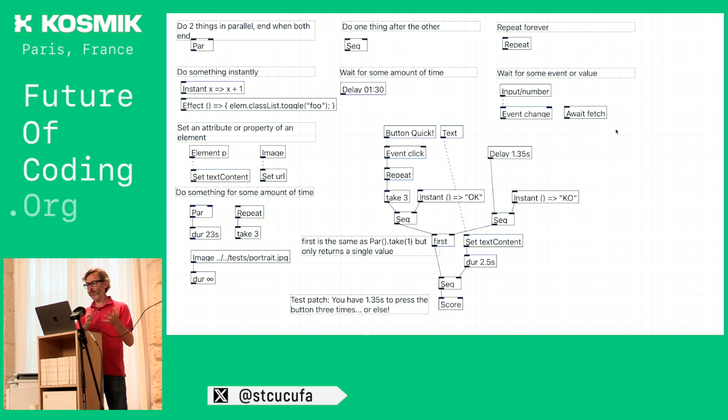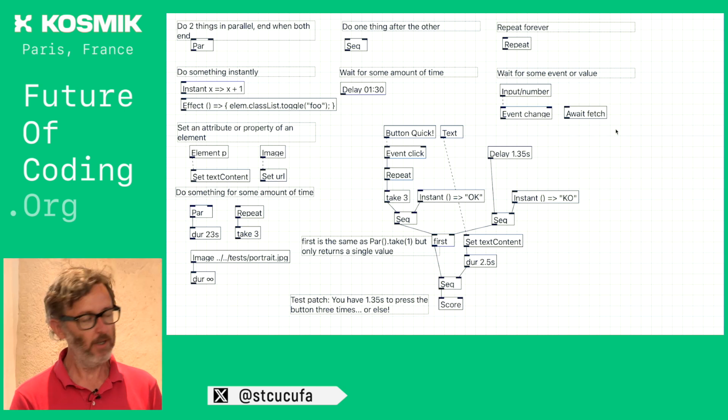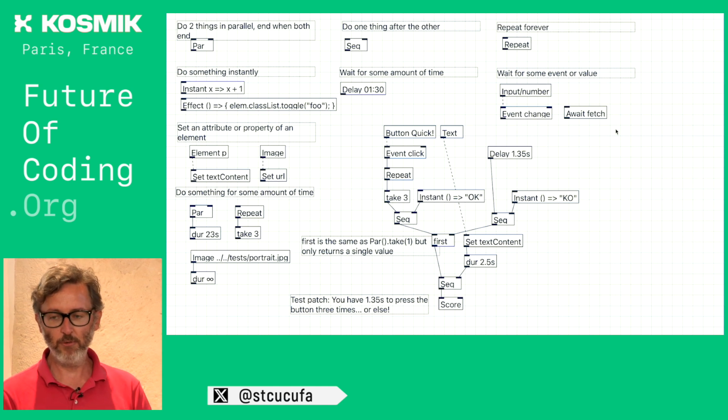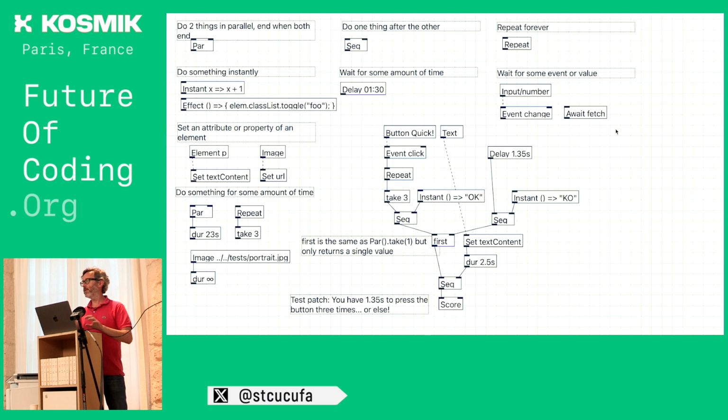Sometimes you want to wait not for some time to pass, but for something to happen. So for instance, if you have an input element on your page, you want to wait for a change to happen. So the user types some text, so you're waiting for text to arrive.